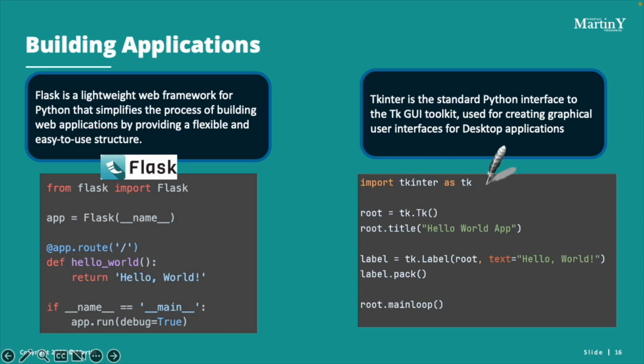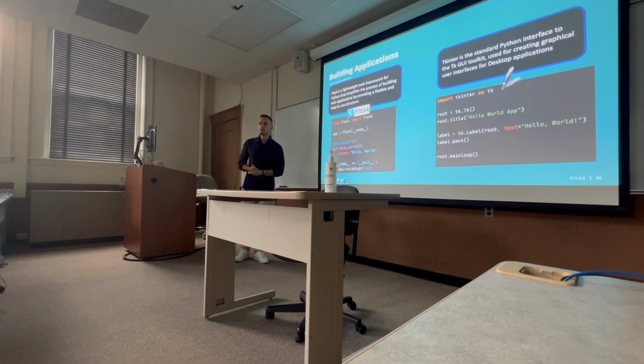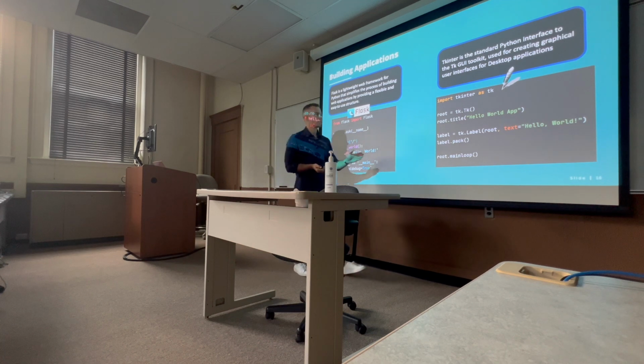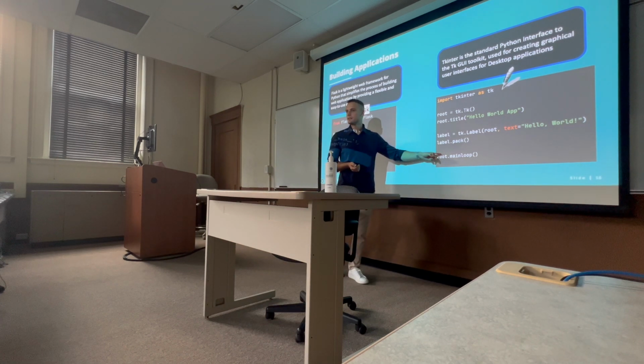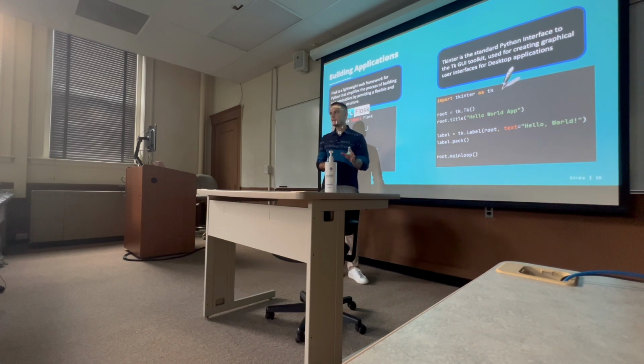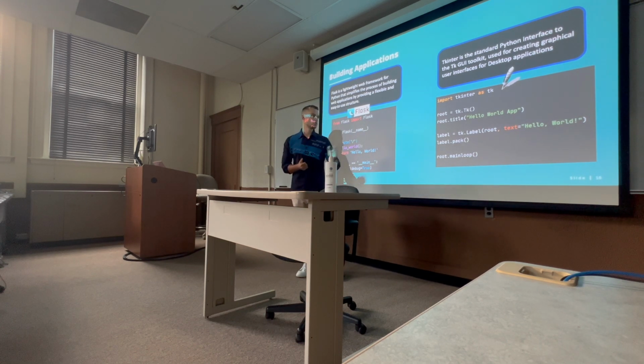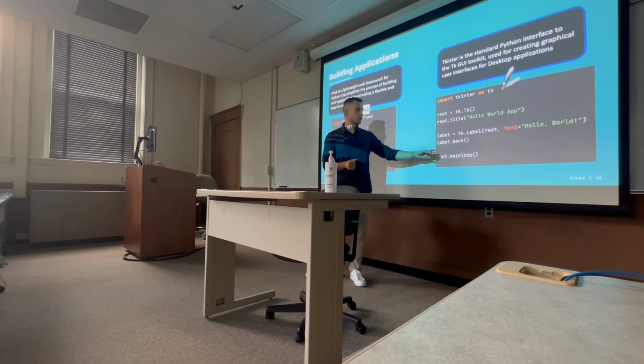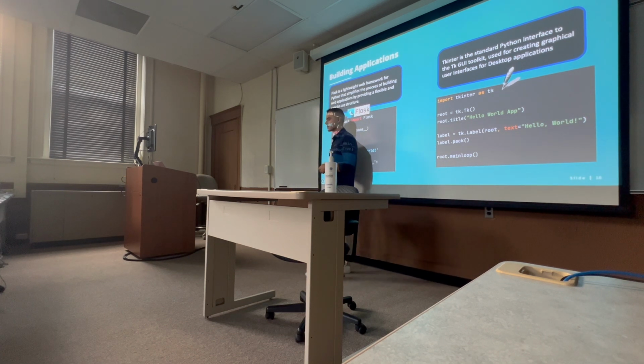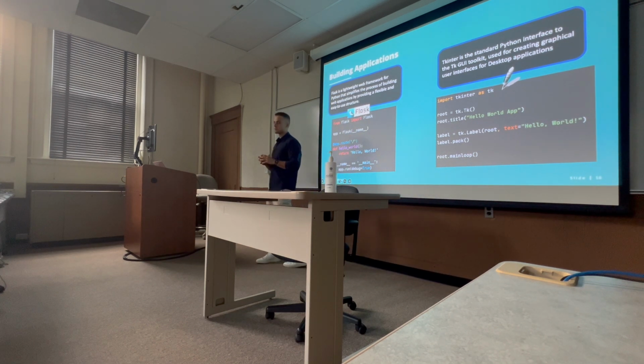So the first one is called Flask, which is used for SaaS applications or applications that you access over the internet. And then the second Python library is called tkinter, which you might have used in some of your other classes if you had anything related to Python. I know some of my colleagues are also using this library. So this library is very simple and it is used to build a desktop application.